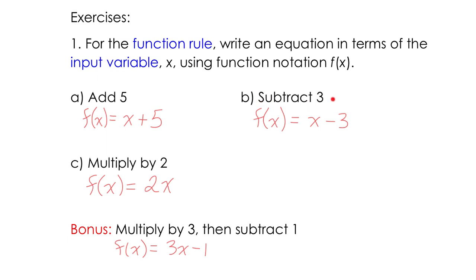The rule is subtract 3, so input minus 3, x minus 3. The next one, multiply by 2, so you're multiplying x by 2, 2x. And we're writing this in function notation with f of x equals in each case. For the bonus, multiply by 3, then subtract 1. So f of x is equal to 3x minus 1. Multiply by 3 and then subtract 1.